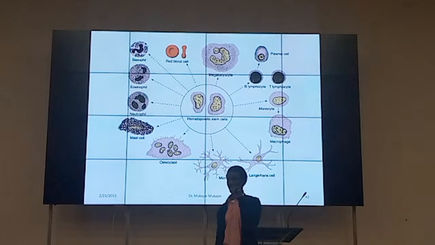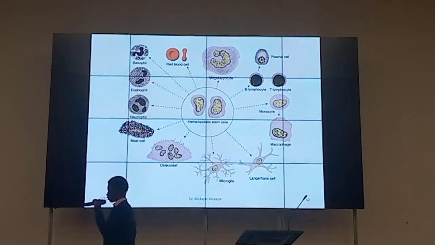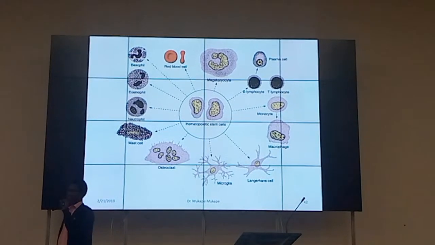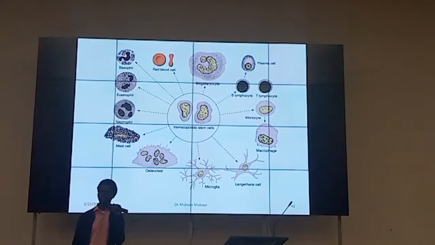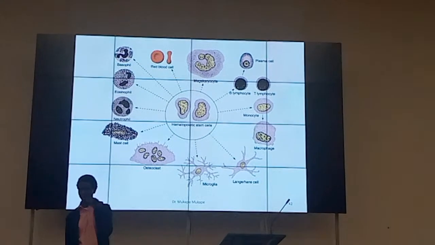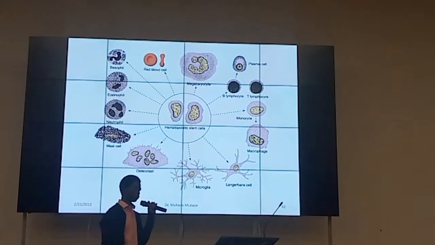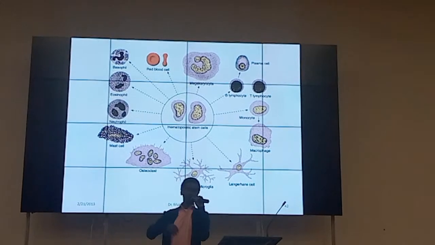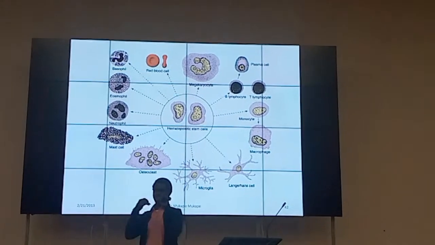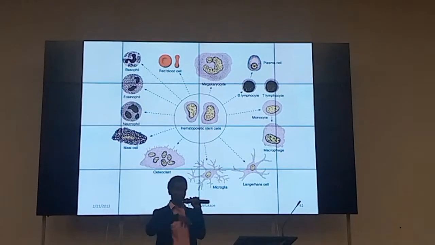Antibodies? Can anyone give us an example of an antibody? Yes, sir. IgM. Okay, yes, IgM. So how many types in total? Five types. So IgM, very good.